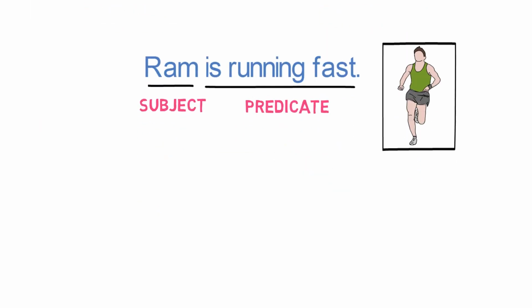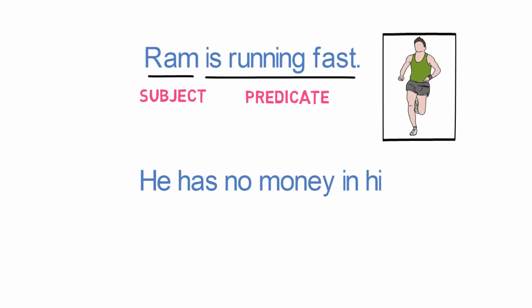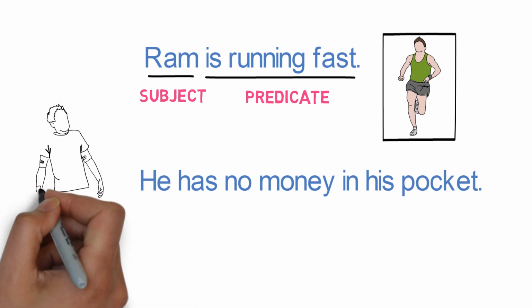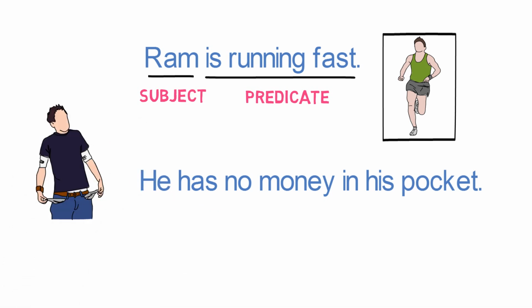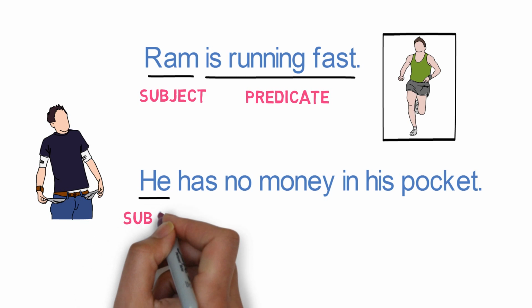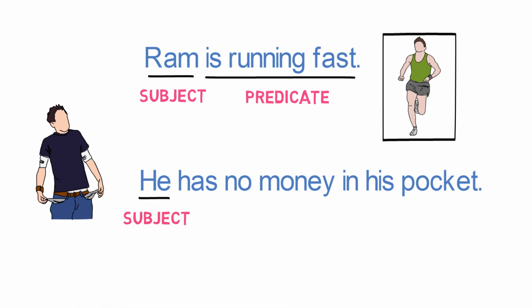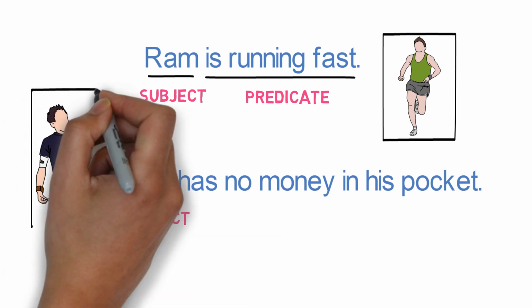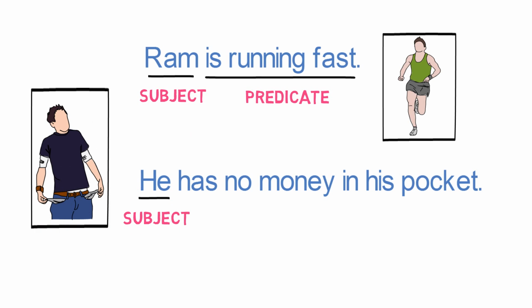Let me give you another example. He has no money in his pocket. Here, who has no money in his pocket? He. So, he is the subject here. And what is being said about him? He has no money in his pocket. So, has no money in his pocket is the predicate here.